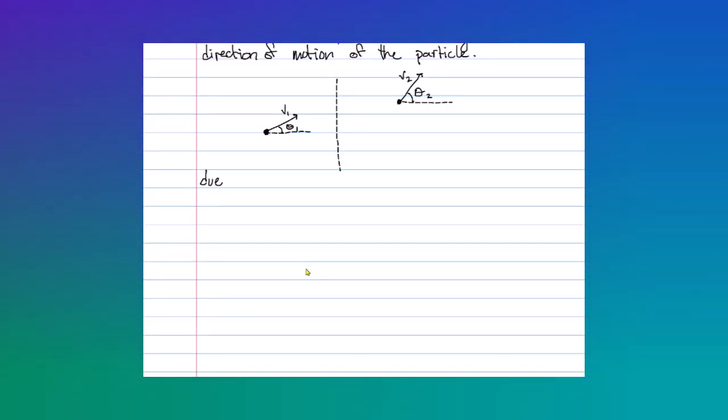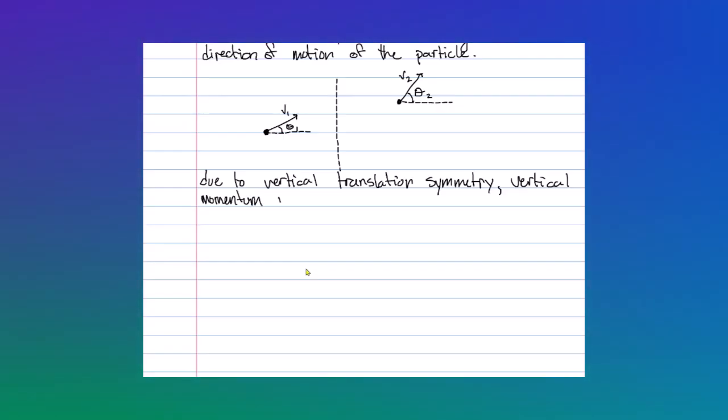The principle that we're going to be using to solve this problem is conservation. And in particular, due to vertical translational symmetry, we know that the vertical momentum will be conserved. Additionally, we know that the energy will be conserved. These two conservations will allow us to solve this problem.